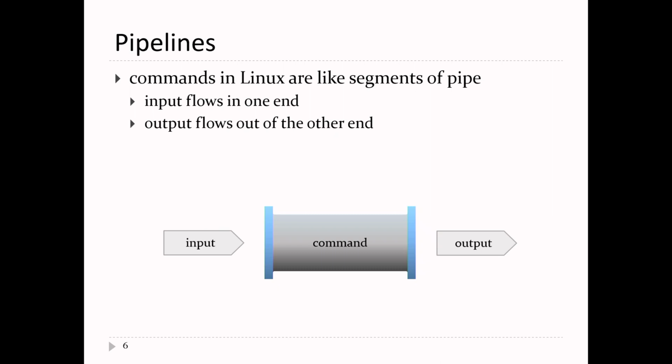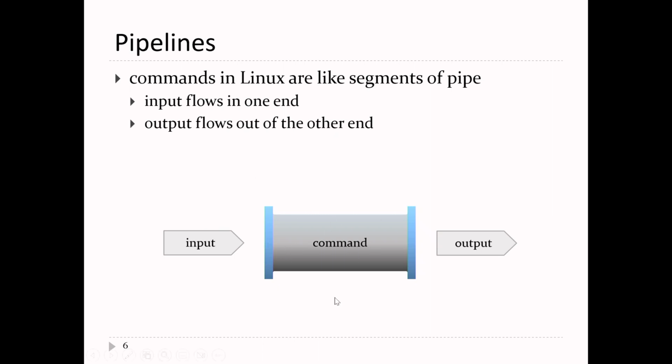The Unix and Linux operating systems come with many different commands. Each command is specialized to do some task, and typically it does the task very well. When you're working at the command prompt, typically you want to run some command, take its output, and send it somewhere else. So you can string together commands into what's called a pipeline. Commands in Linux are like segments of a pipe.